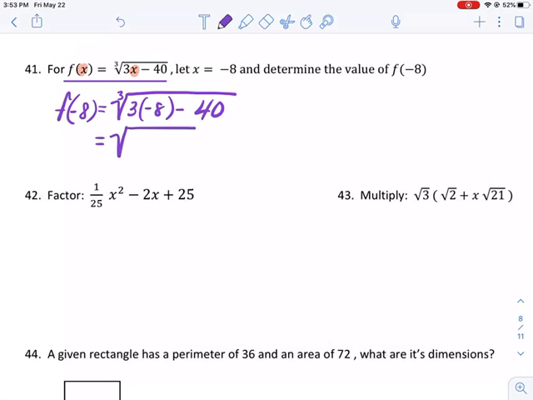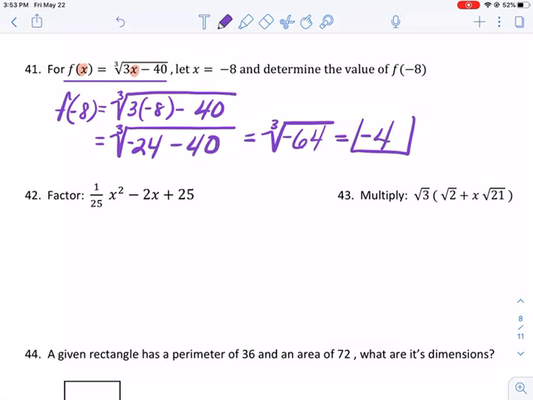which is then equal to the cube root of -24 minus 40, which is equal to the cube root of -64. And remember, you can take the cube root of a number that's negative. If you take a square root of a negative number, you get an imaginary number. But in this case, we just get -4 for our answer. So f of -8 is equal to -4. Box that right up here. Okay.